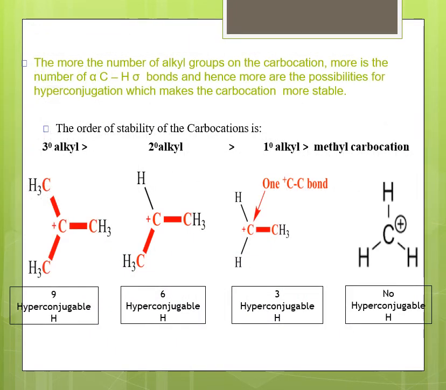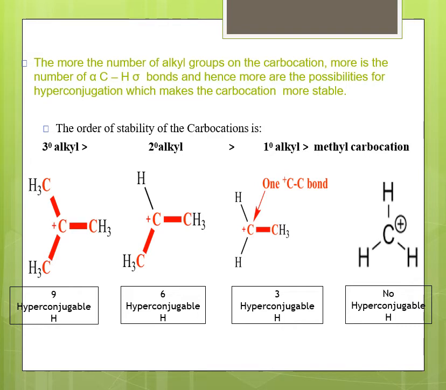Alright, so if more than 1 alkyl group is attached to the carbon, the more alpha hydrogens there are, and the more possibility of hyperconjugation. For example, in case we have 3 methyl groups attached to carbon, all of these hydrogens will contribute and help in diffusing the charge on carbon. So we have 9 hydrogens that can stabilize this carbocation.